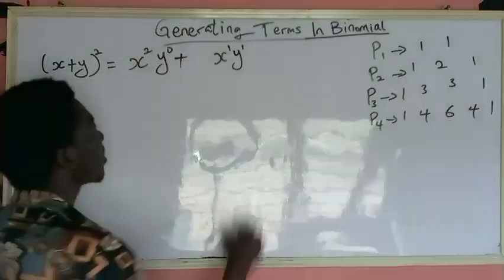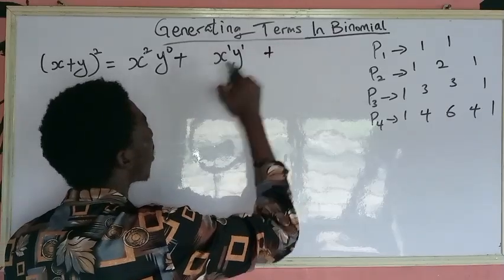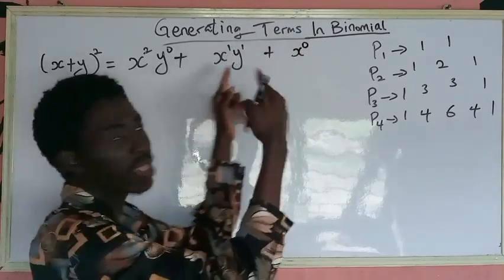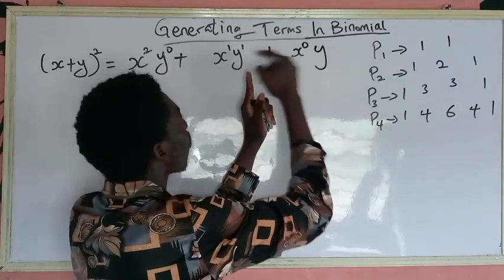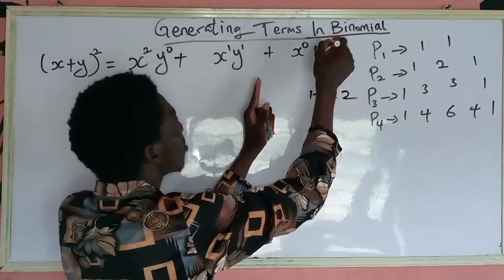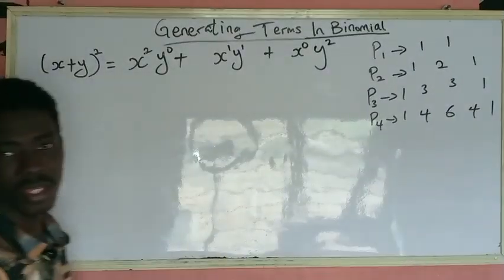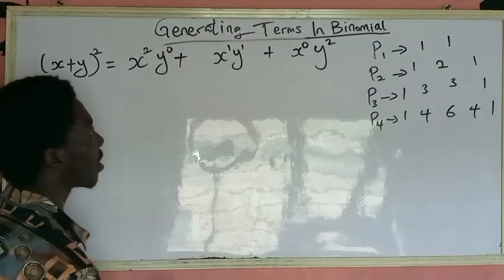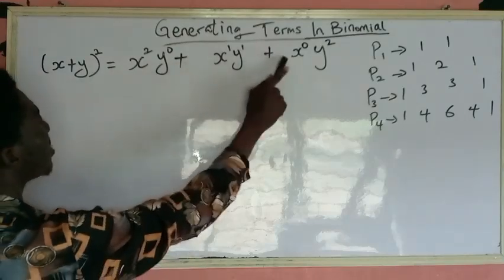Are you getting? The next, you have an x raised to power what? 0. So you take 1 from this, increase this by 1. 1 plus 1 is 2. So you have a 2. Now you can say we have reached the highest value. So we stop there.